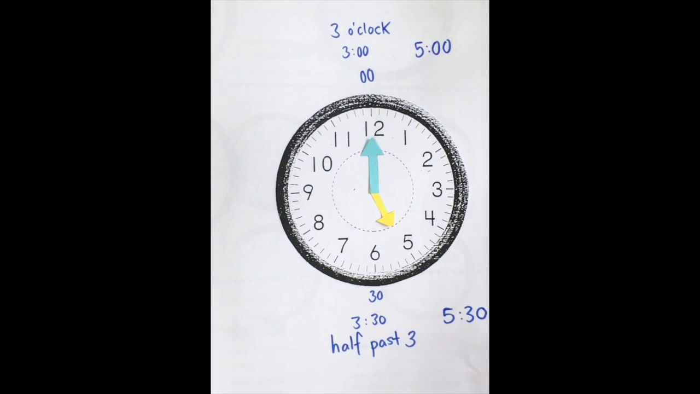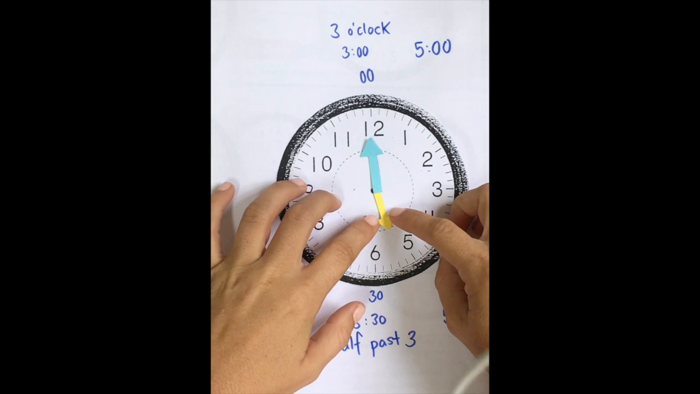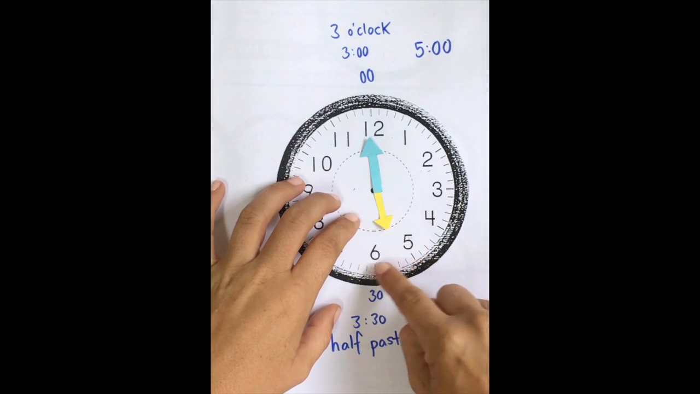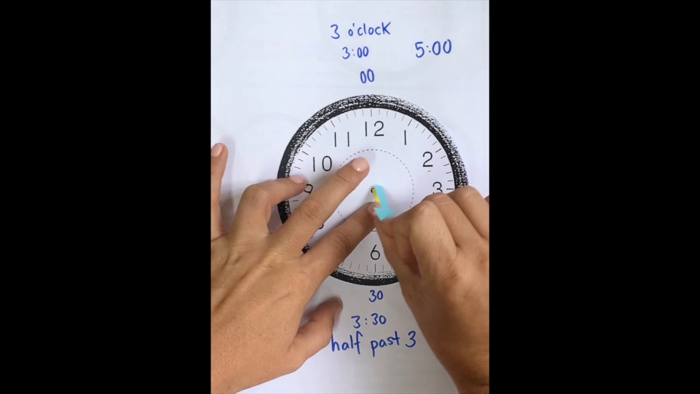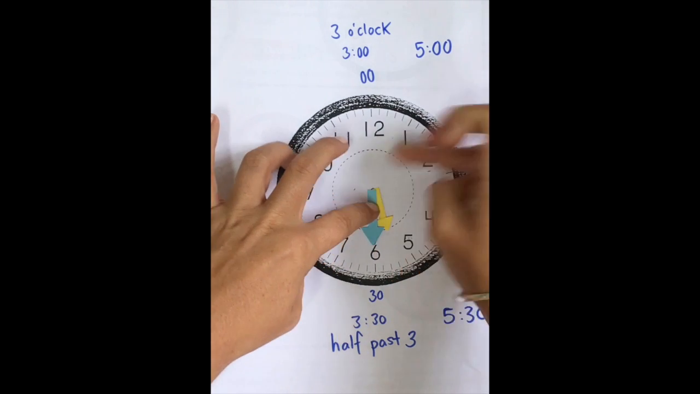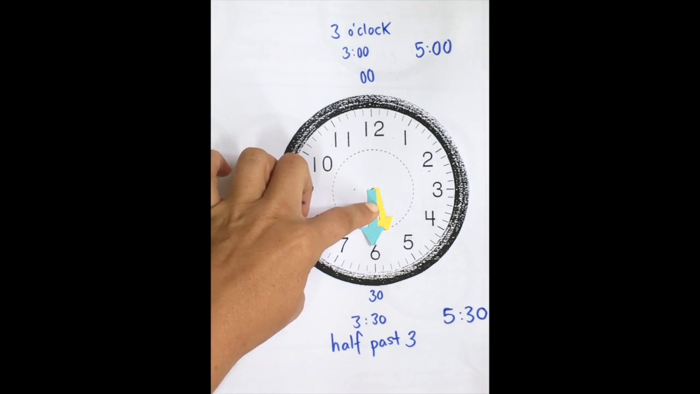All right, what about 5:30? We need to move this minute hand. Do we also move the hour hand? Yes, we move it just a little bit, in between the 5 and the 6. And then the minute hand is going to go all the way down to 30. 5:30. I hope that video was easy for you all to understand.